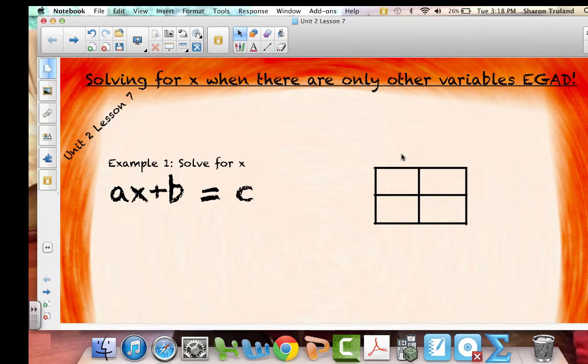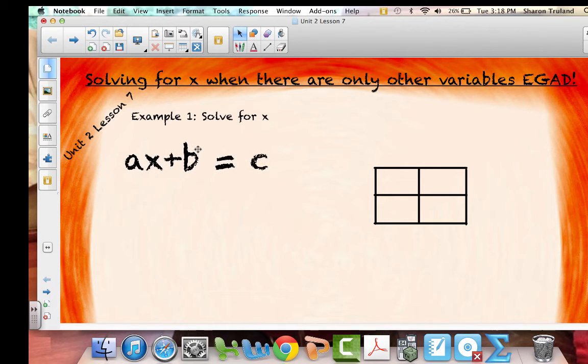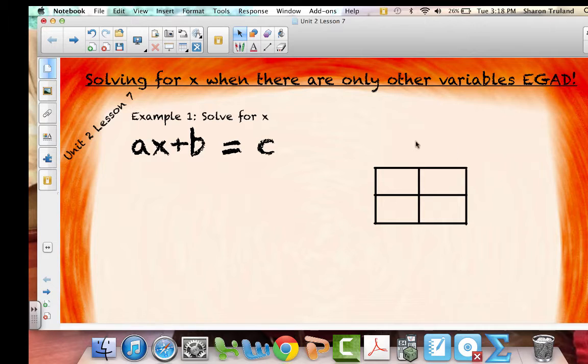Right, we're on lesson 7 of Unit 2, moving right along. And we're going to solve for x when there are only other variables. Egad, what does that mean? Well, you can see an example of it right here. They want me to solve for x, but I'm not going to come up with a nice answer like x equals 3 or x equals cutie 2. We're going to come up with some really ugly answers.